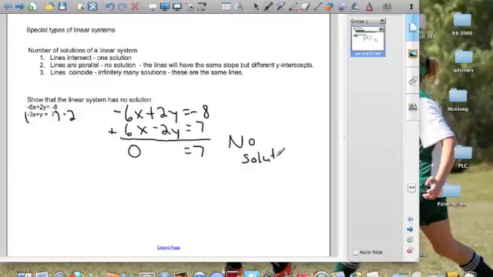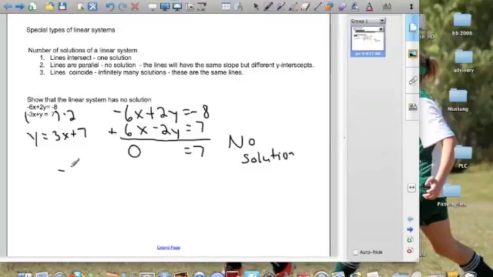Another way to double check this is to put them in slope-intercept form. So let's take the second equation first and put that in slope-intercept form. This would be y is equal to 3x plus 7. So the slope of that line is 3. If we can get a slope of 3 in the other line with a different y-intercept, then we know these two lines are parallel.